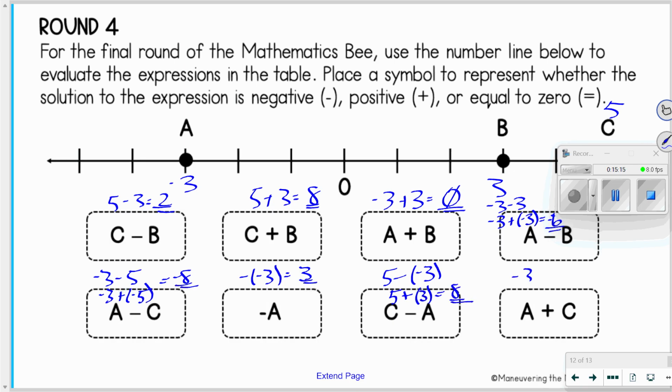And then our last one, negative 3 plus 5, they're opposite signs. These are now fighting, so they're going to subtract. 5 minus 3 gives me a 2. The bigger guy is positive. And there's your answer. Good luck on the homework, guys.